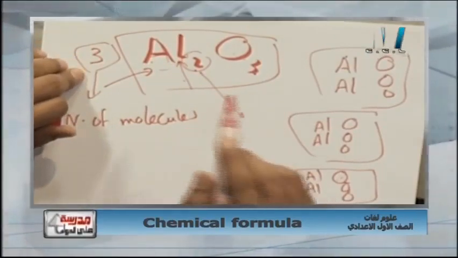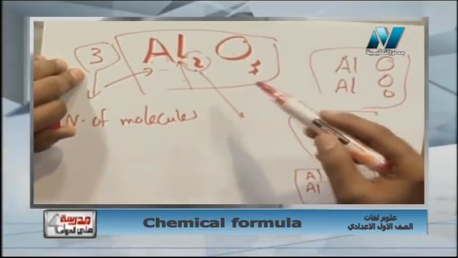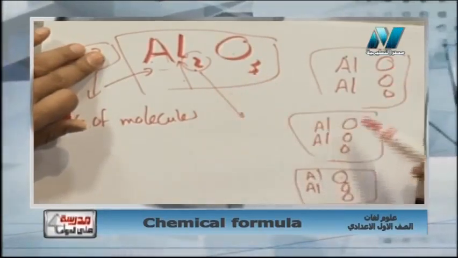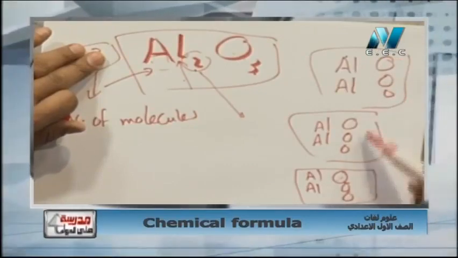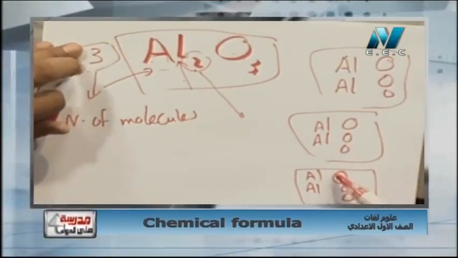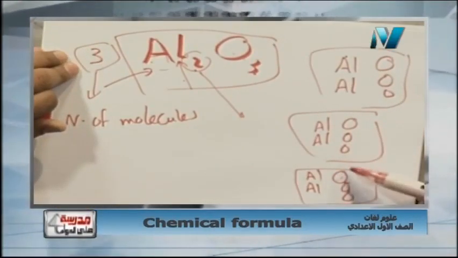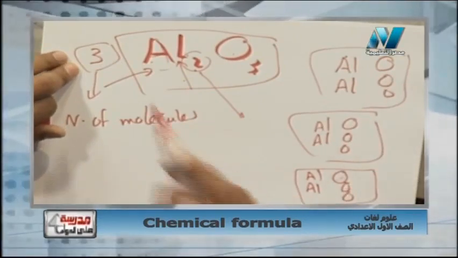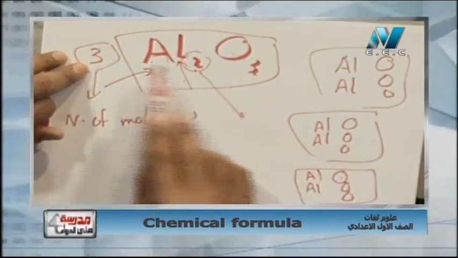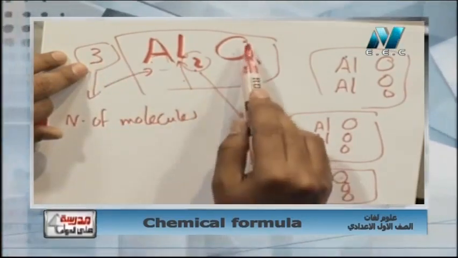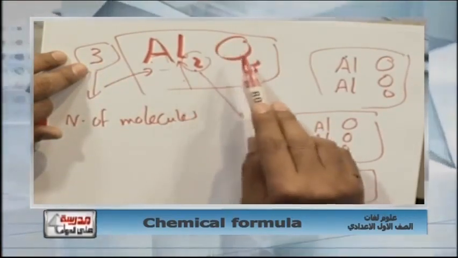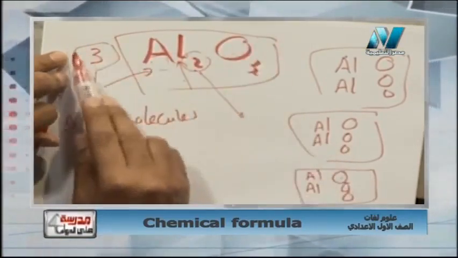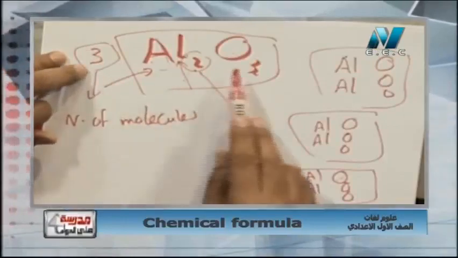And how many atoms of oxygen? As you notice, in just one molecule there are 3. In 2 molecules, 3 and 3, 6. In 3 molecules there are another 3, 3 and 3 and 3, 9. And I can say easily 3 by 3 gives me the number of atoms of this type or this element in all the number of molecules. 3 by 3, 9.